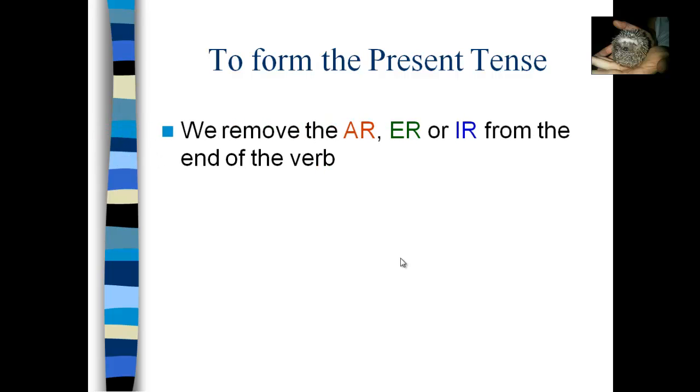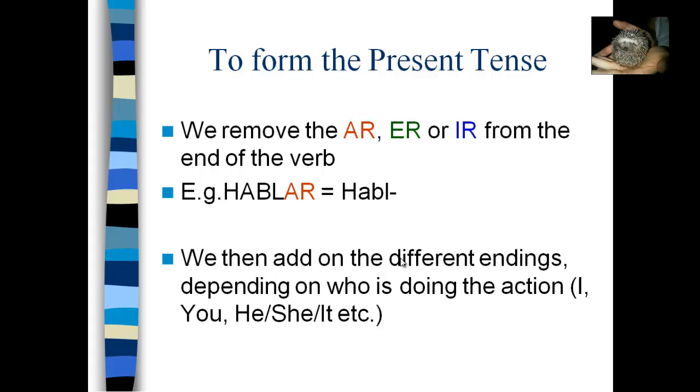All infinitives in Spanish, and infinitives, remember, we just mean the whole potato, so the to speak, to run, to eat, all of them end in AR, ER, or IR in Spanish. What you need to do to form present tense in Spanish is you cut off the AR, the ER, or the IR from the end of the verb, and you add the different endings depending on who is doing the action.